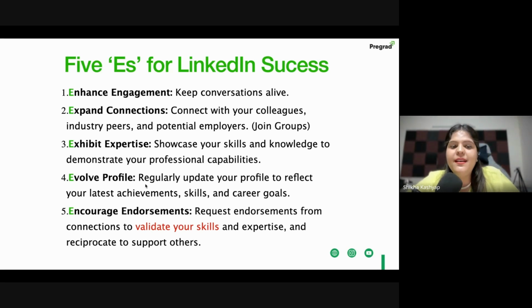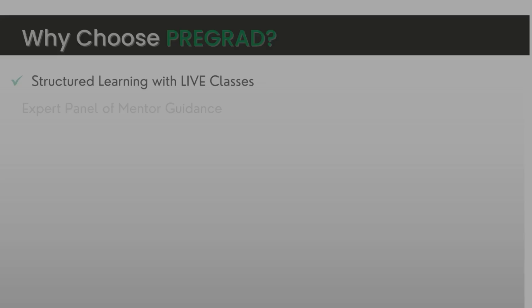And last, encourage endorsements. I am not saying ask your friends to just endorse you or recommend you. You can also do it. You can take recommendations, you can give recommendations. It's just like that. Okay. So make sure your connections are validating your skills, make sure you are validating their skills, and make sure we are growing as a community. That's very important. Okay. With this, we are done for today.